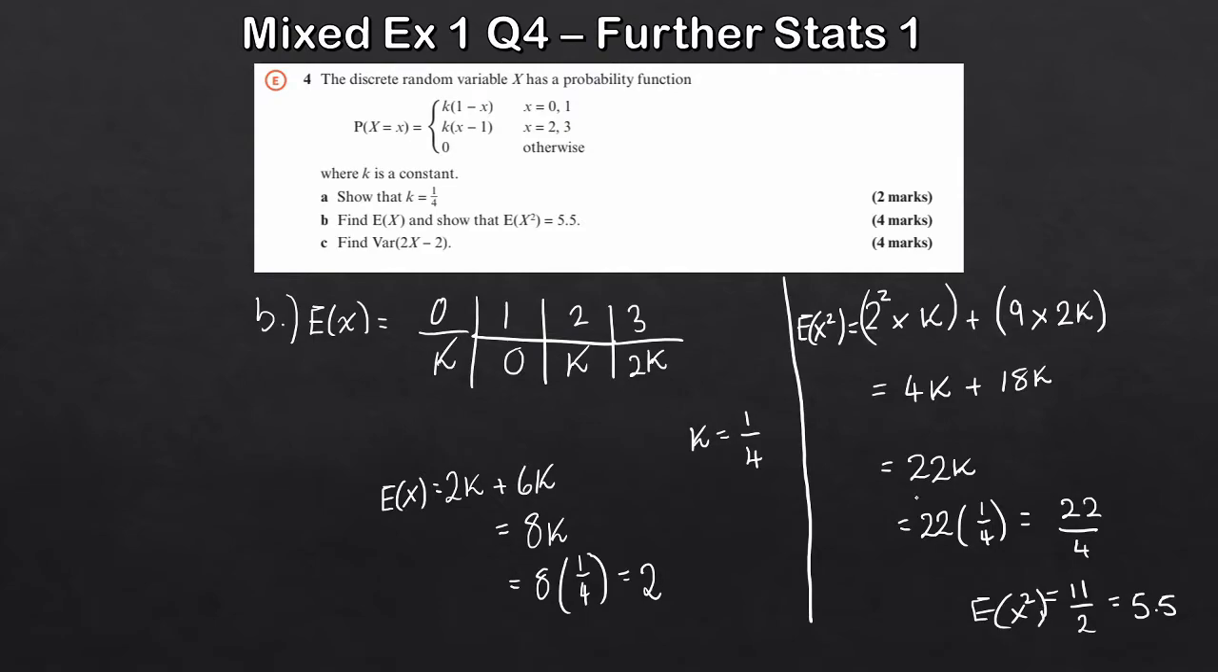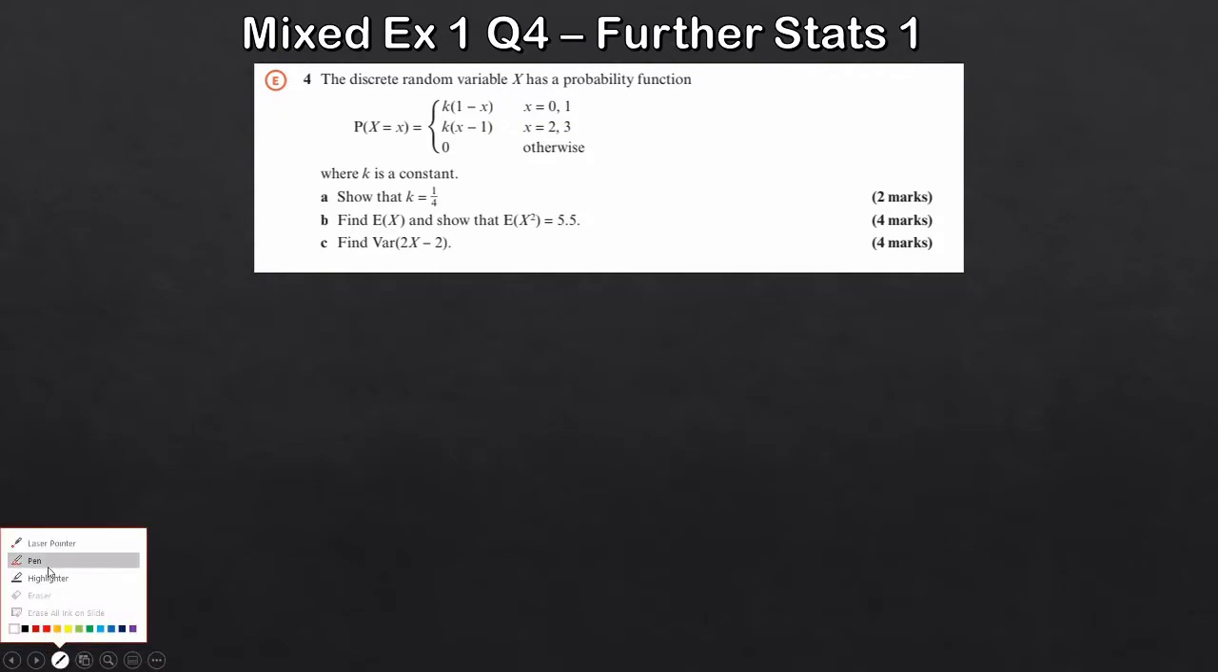Good stuff. And then finally we've got to find the variance of 2x minus 2 here. Okay. So this is one of those questions that looks kind of harder than it actually is. And the reason for that is the mathematics isn't particularly tricky. You just got to remember your formula. So I'll just clear all this. Let's have a go at it.